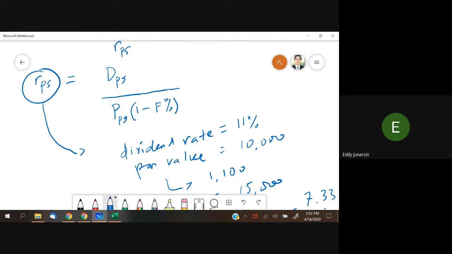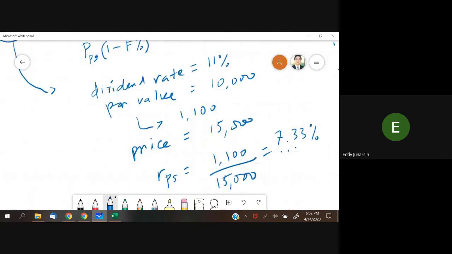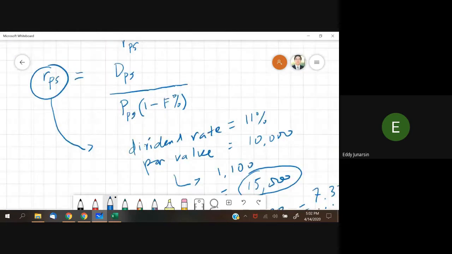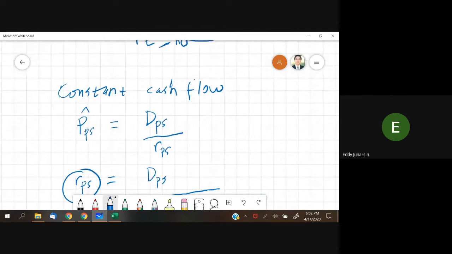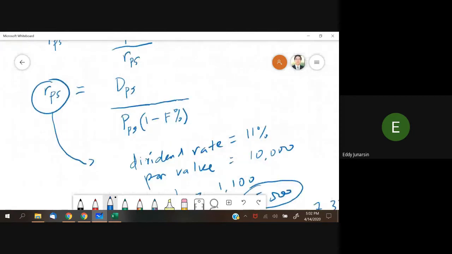You could imagine, if this is a new preferred stock, that out of the 15,000 that you expect to receive, you might have to allocate maybe 5% of it, 750 per share, for your underwriter or underwriters, right? So you only receive like 95% of the 15,000 if you need to take into account the flotation cost.